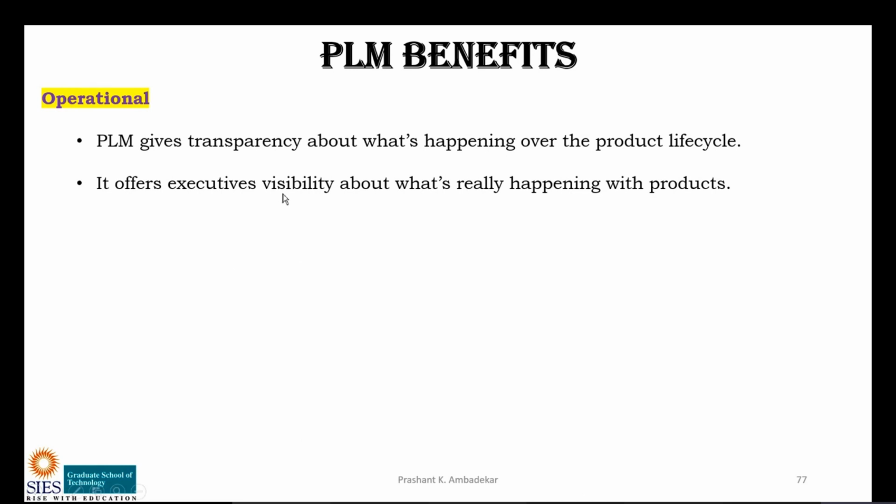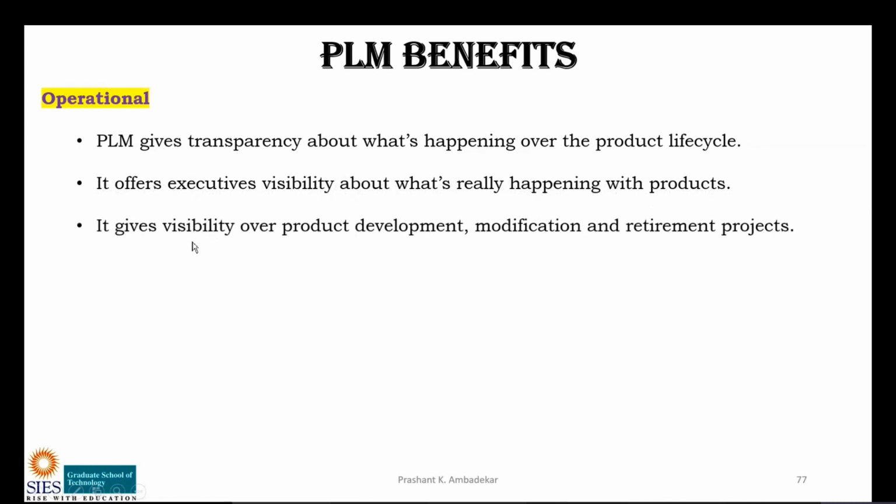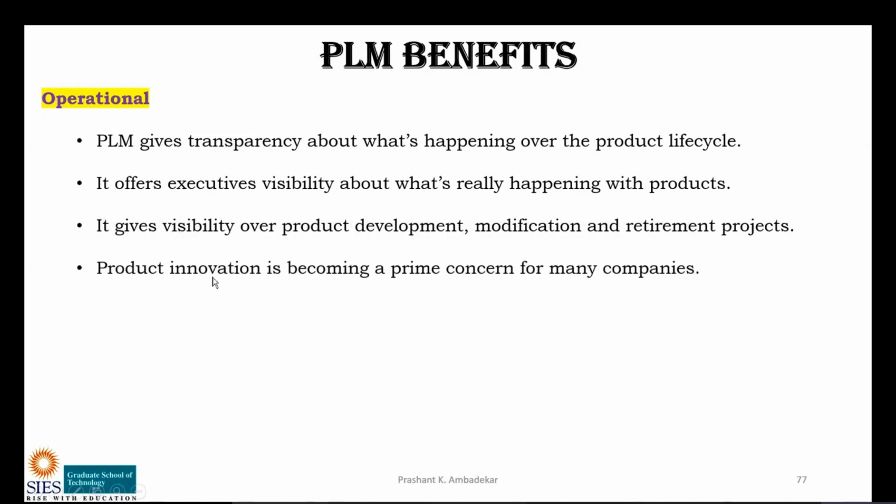So the same is with the product, which product is sold in the north part of India, which is sold in the south part of India, and so on. And because of that, there is visibility about what exactly is happening with the product. It also gives product visibility on development, modification, and retirement projects. Product innovation is becoming a prime concern for many companies.